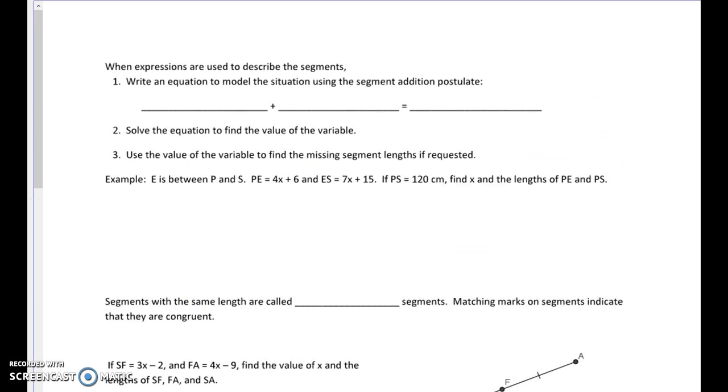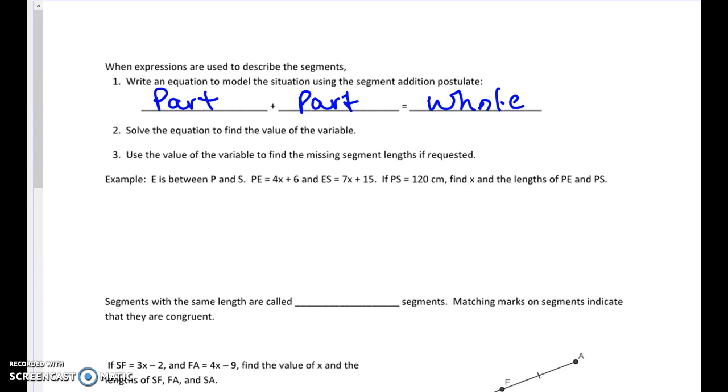We're going to use an equation to model a situation using the segment addition postulate, which is always just part plus part equals whole. And this is going to hold true no matter how ugly the numbers might look. So we always write out our equation to model the situation. Then we're going to solve our equation to find the value of the variable, and then we'll use the value of the variable to find the missing segment lengths if they're requested.